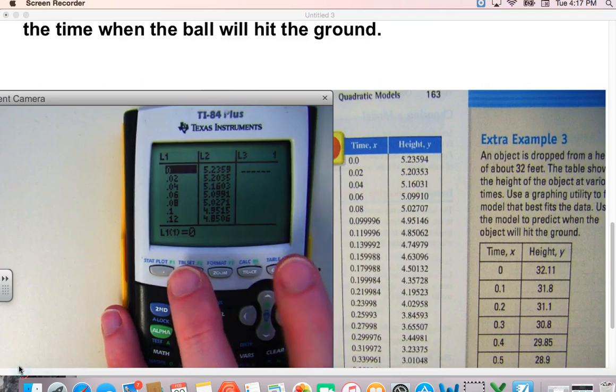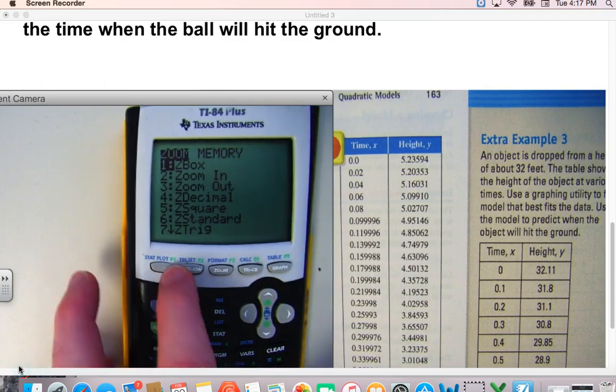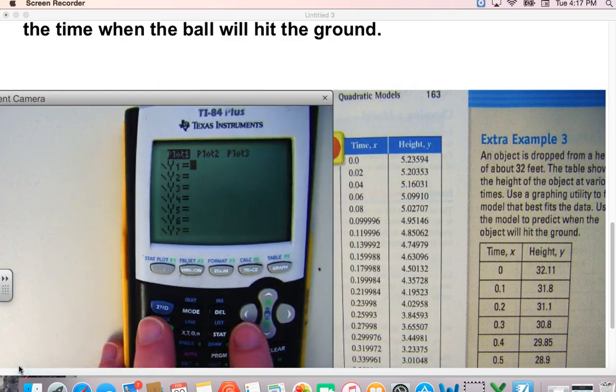All right, so you plug them in, and then we go to our graph. Again, you probably want to make sure you delete the function that we had graphed on the last problem.